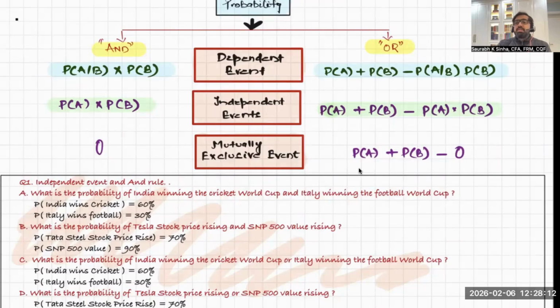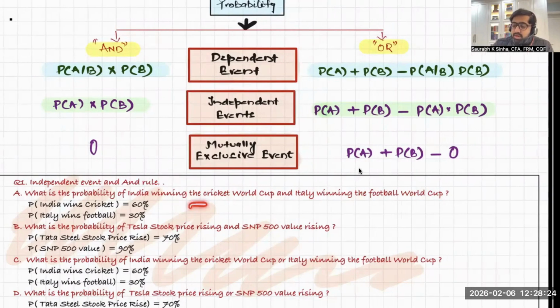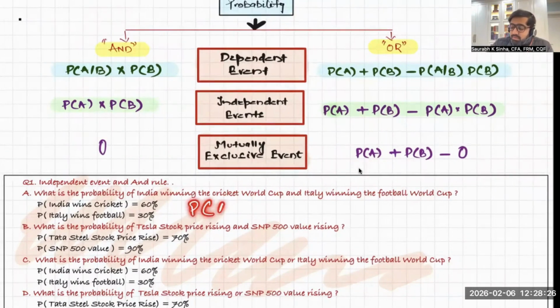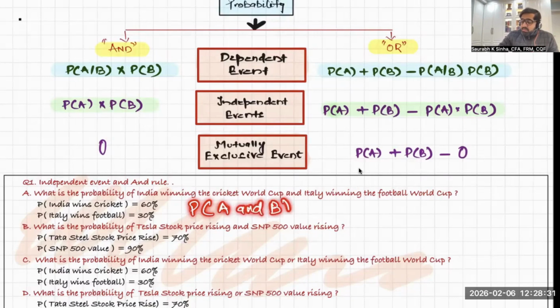They will not mention this in the question. Now, this is a very simple question, so you should have an intuition of whether two events are independent or dependent events. These are independent events. So you are interested in finding the probability of A, which is India winning the Cricket World Cup, and the probability of simultaneously Italy winning the Football World Cup.